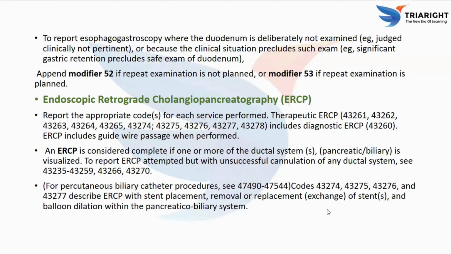ERCP with stents and balloon dilation. CPT codes 43274 for stent placement, 43275 for stent removal, 43276 for stent exchange and 43277 for balloon dilation. These apply to the pancreatic duct as well as the biliary duct. Do not confuse them with percutaneous biliary procedures. Percutaneous biliary catheter codes are 47490 to 47544. ERCP is endoscopic, but it is not a percutaneous approach.